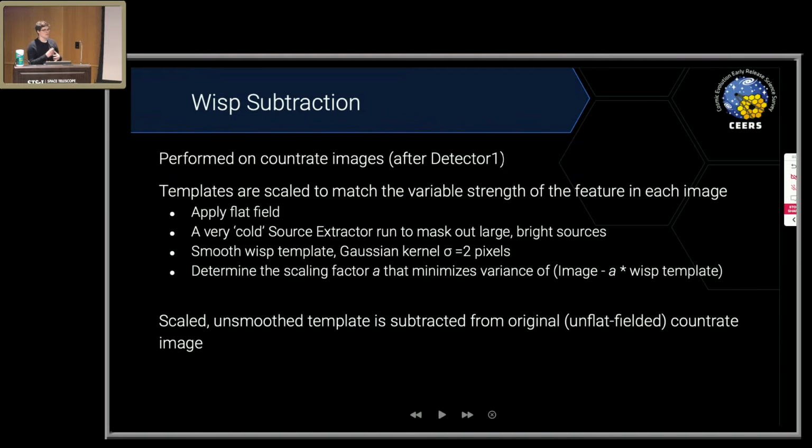We do a little bit of processing before we do that scale: apply the flat field so you're doing it on a flat image, mask sources, smooth the template a little bit. But at the end of the day, whatever that scaled value is, we're subtracting the scaled unsmoothed template from the original unflat-fielded image. So this is done on the count rate images.